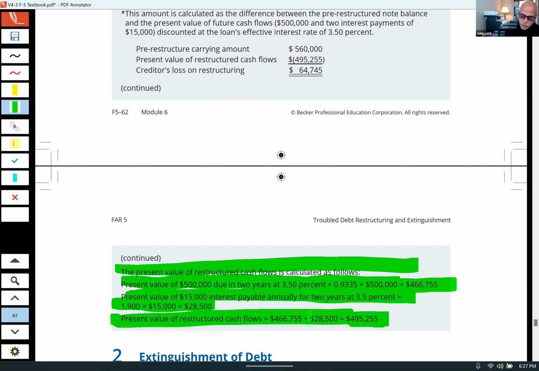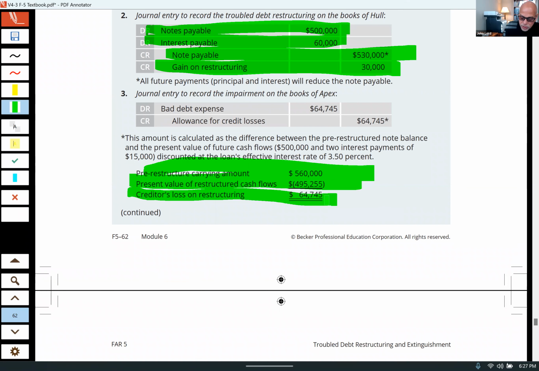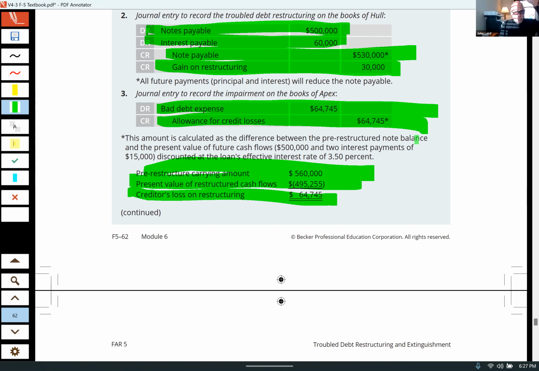Now the creditor is using present value. What the creditor is going to get is this 495,255. The carrying amount of the debt before the restructuring was that 560. That number, which was the present value of the cash flows, and the difference is the loss on the restructuring. We are to debit the bad debt expense. We credit the allowance. That brings that loan balance down to the new present value of the 495,255. And then we go forward now accounting for that loan.